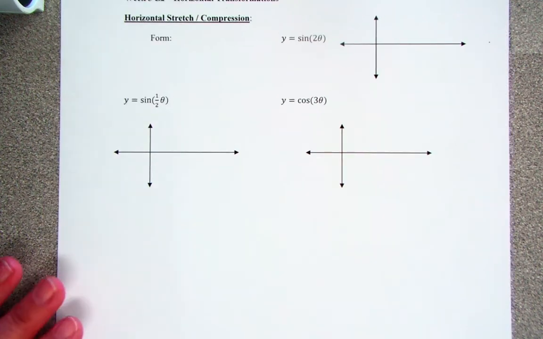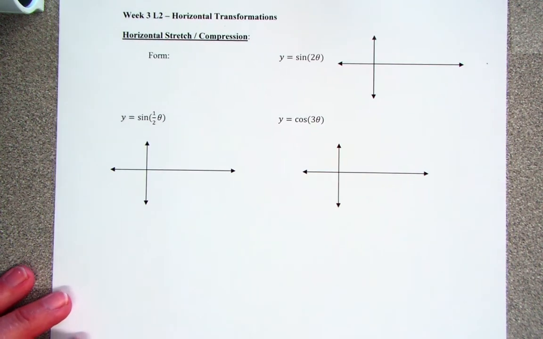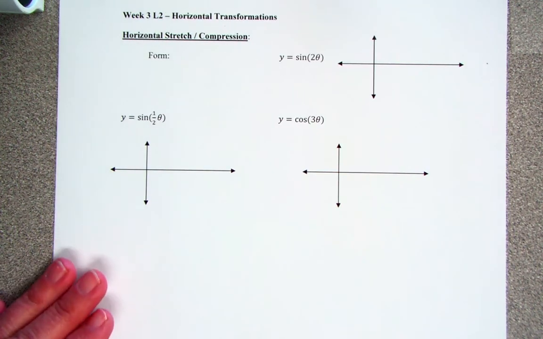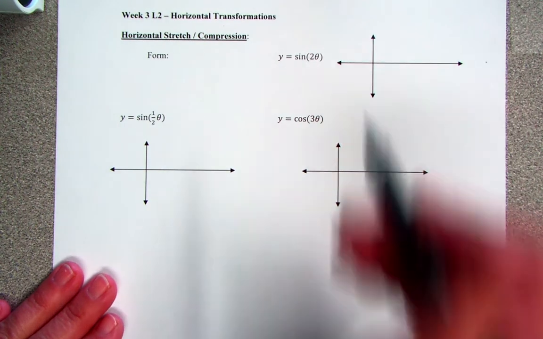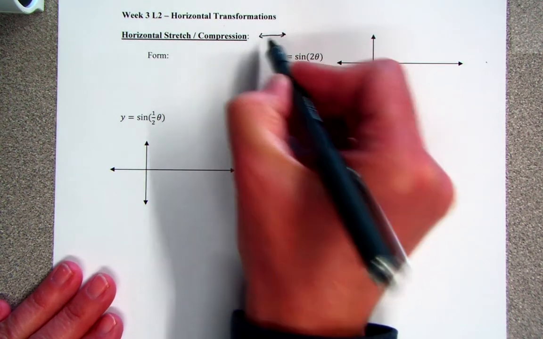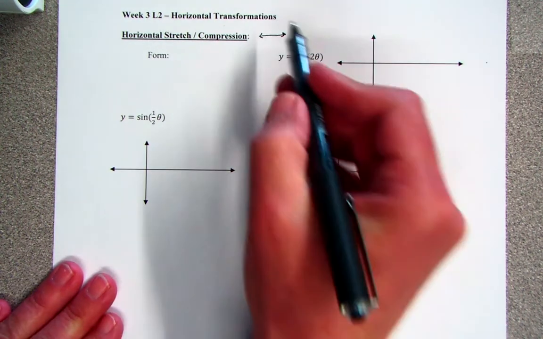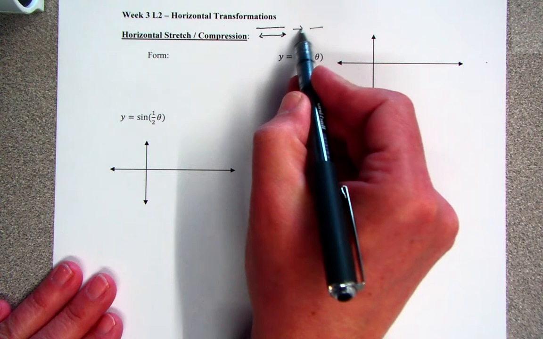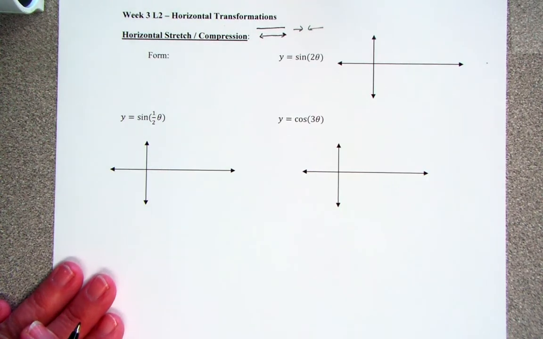So the next transformation or change on a graph of a trig function that we're going to have is this idea of a horizontal stretch or compress. So it's going to stretch or pull like my slinky left and right, so it's going to elongate it or it's going to tighten it up. Okay, and that has to do with the frequency.